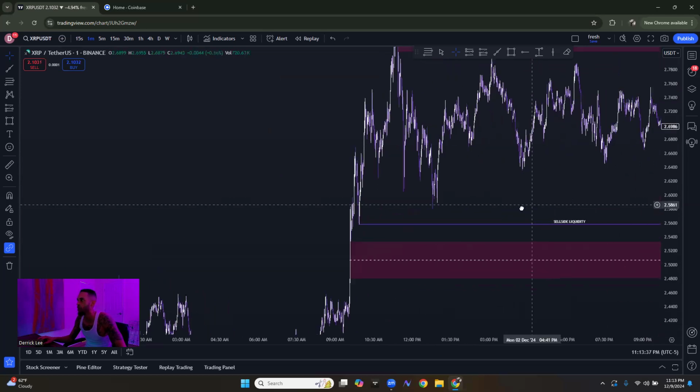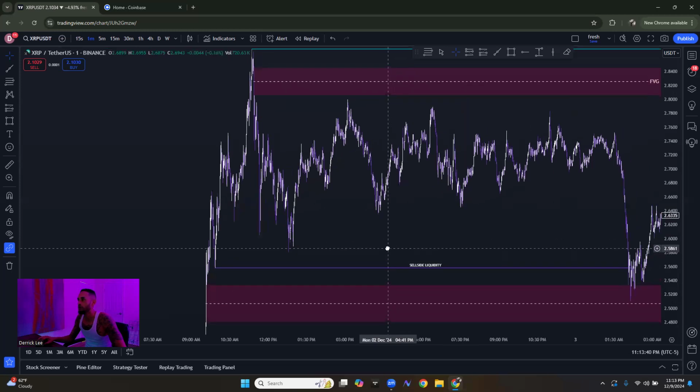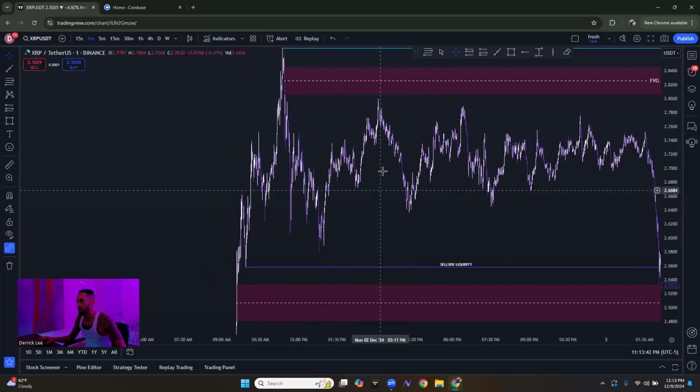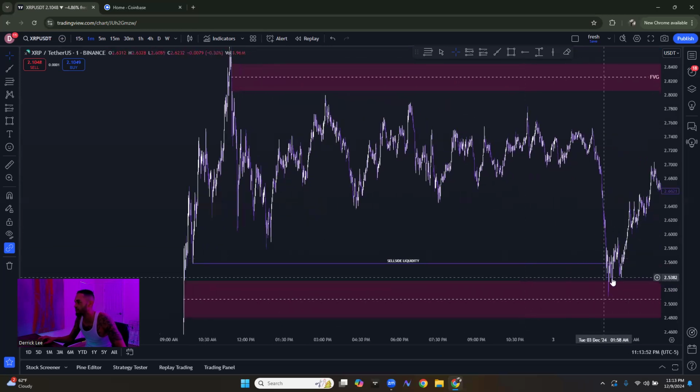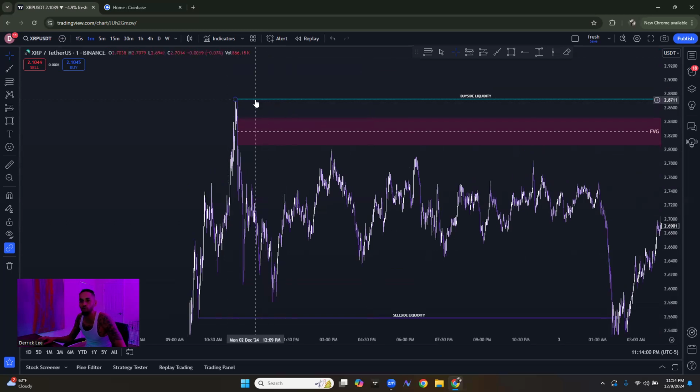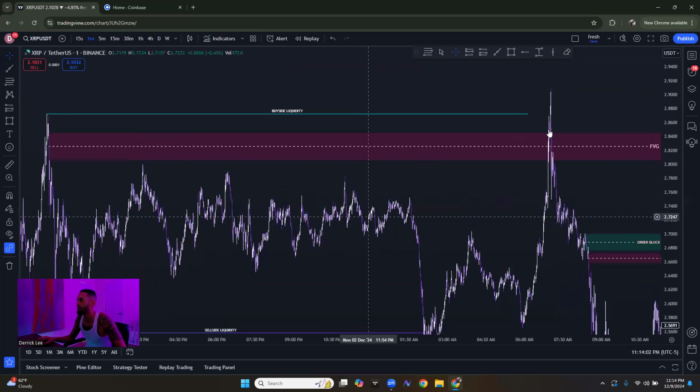Okay. So after engineering all this liquidity, all it did was run sell side liquidity by running into this inefficiency. And once we have, look, right there, it didn't even hit 50% of it. And after we hit this inefficiency right here, we can run to the buy side liquidity. Okay. And it did that right here.